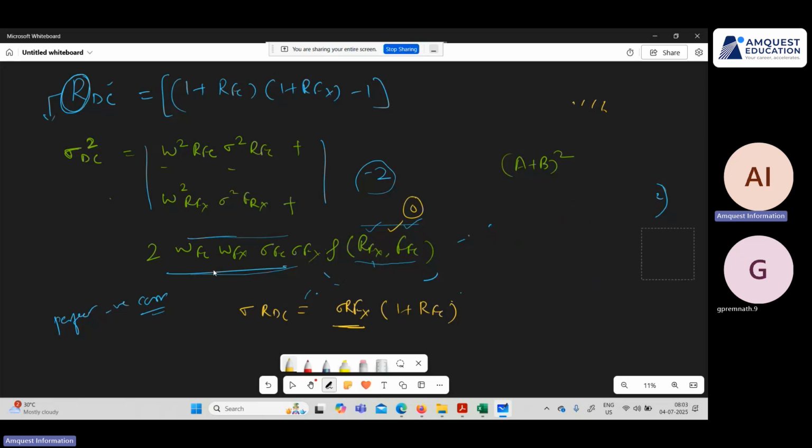Redo as in use the original formula and see how this works. In this formula, the correlation is 0, right? So can I say that my sigma RDC square is given by W square RFC sigma square RFC plus W square RFX sigma square RFX. Okay?